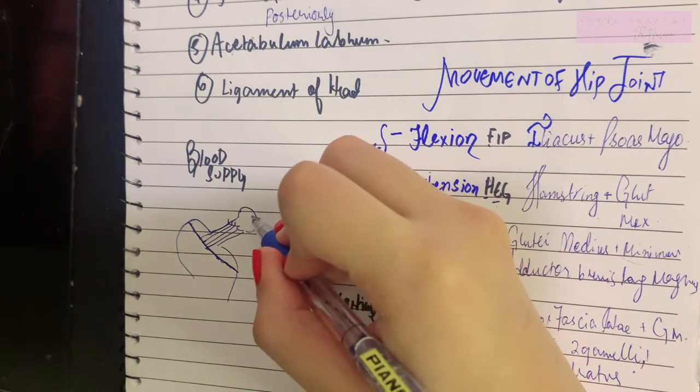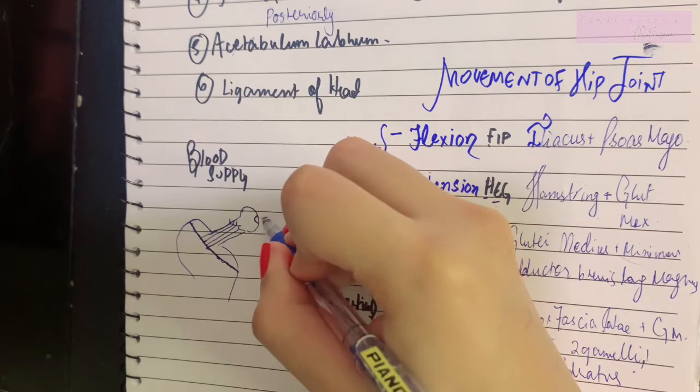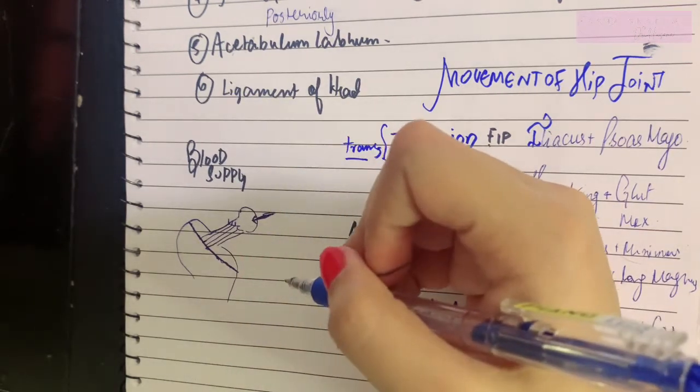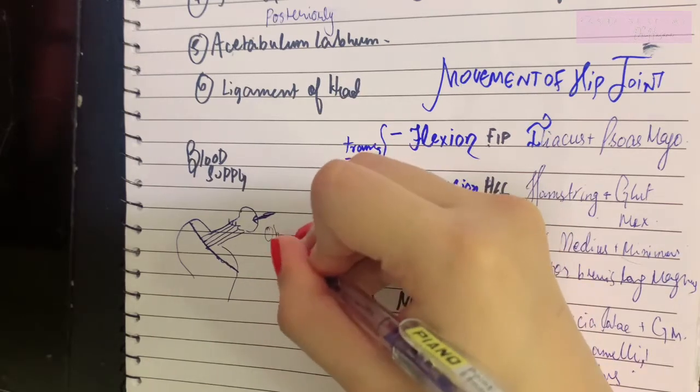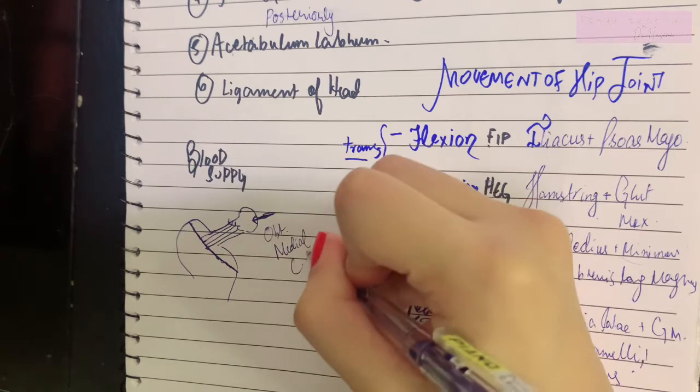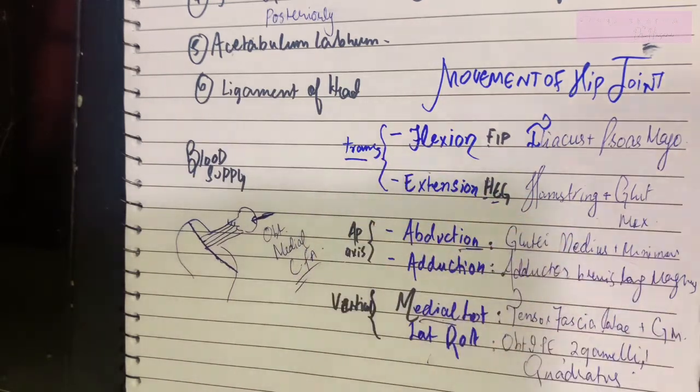What about the head of the femur? The head of the femur consists of the fovea capitis. Through the fovea capitis comes the blood supply of the head of the femur, and this is derived from your obturator artery and your medial circumflex femoral artery. So this was the important blood supply of your hip joint.